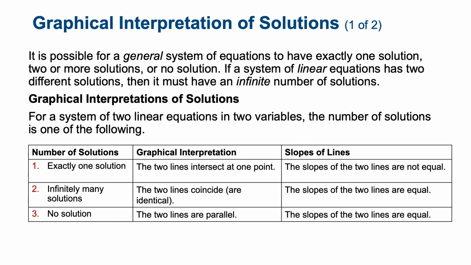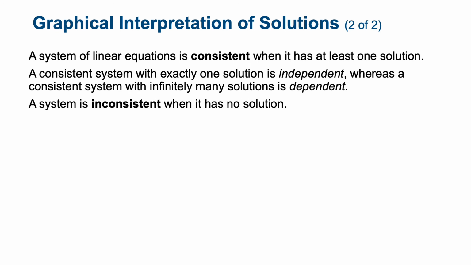And then if you have no solution, that means that you have 2 parallel lines which never touch, right? They never cross, and so the slopes are also equal. Okay, when you have one solution, we say that the system of linear equations is consistent. A consistent system with one solution is called independent, whereas a consistent system with infinitely many solutions is dependent. So you have dependent and independent, which are both consistent, and then you have inconsistent when it's no solution.